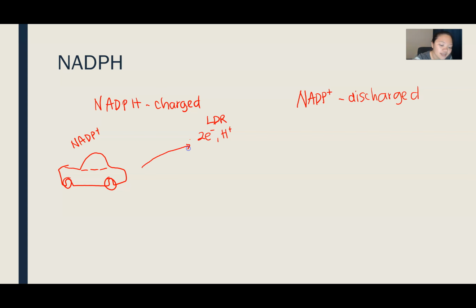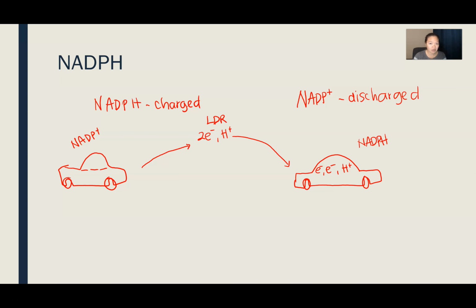So it goes in there and is like, yay, let's ride the car. On the way, bye-bye. As a result, you now have a car fully loaded, because we have filled all of the passenger seats. I have electrons and hydrogen. So this is not NADP plus anymore. It's now NADPH. When we say that NADPH is charged, it just means it's full of passengers.